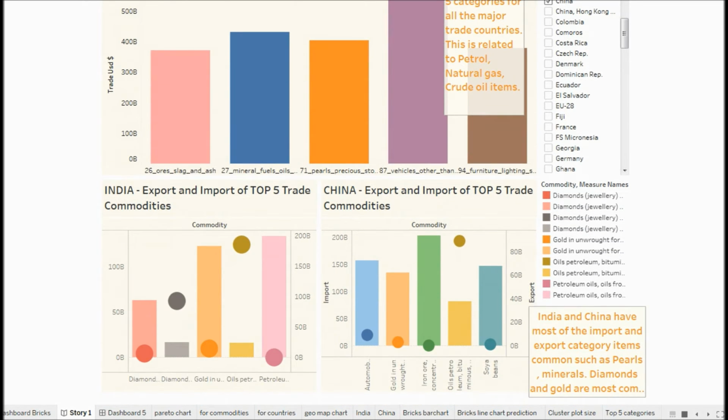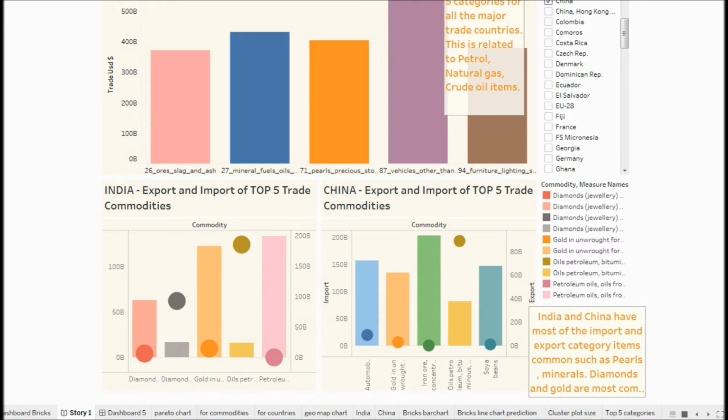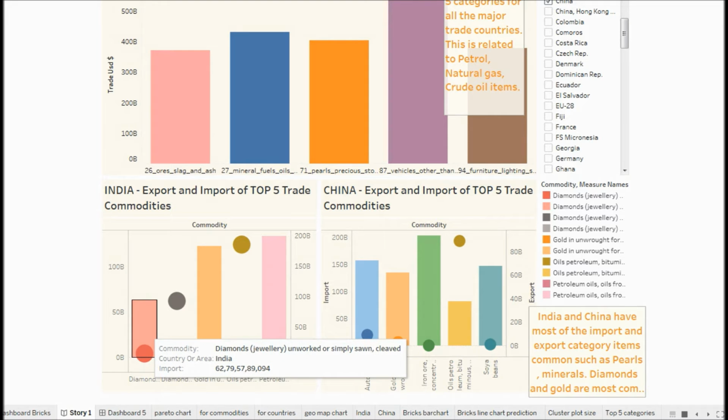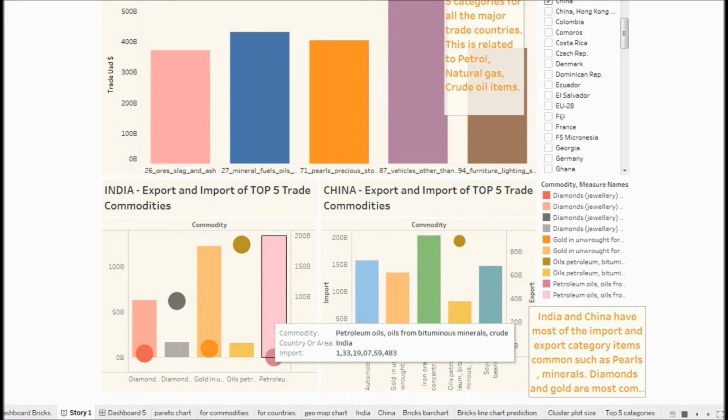The next two charts are of India and China only. This chart shows export and import of the top 5 trade commodities for India, and similarly for China. As we can see, both the charts have one thing in common. The gold related commodity is common in both the charts, and both the countries are doing a high amount of import in this category. The bar chart shows import and the circles are showing export. As we can see, India is importing more diamonds, gold and petroleum commodities.